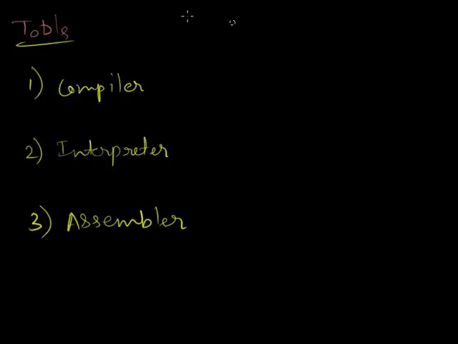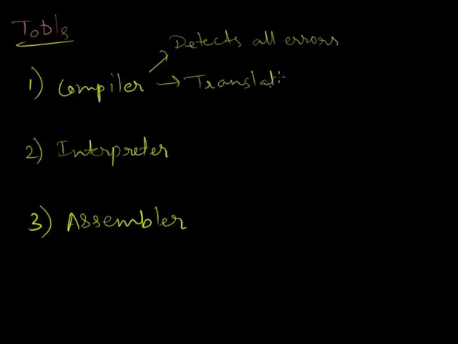Right? So first of all, let us take a compiler. Apart from converting the program, it detects all errors in the whole program. And it translates the whole program. It does not translate it part by part. It translates whole programs.